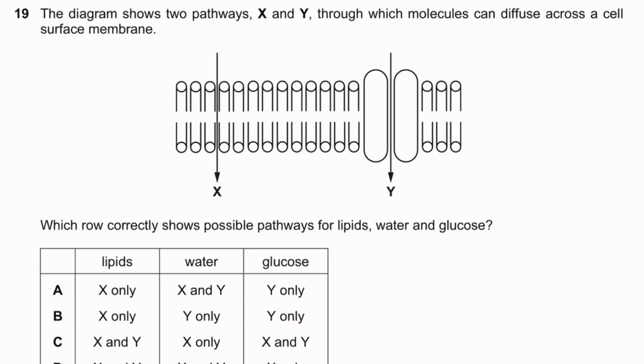The diagram shows 2 pathways, X and Y, by which molecules can diffuse across a cell surface membrane. Which row correctly shows possible pathways for lipids, water, and glucose? Obviously, lipids cannot pass through the protein structures. If we need a channel protein, then it could be water, it could be glucose, but X could also be a pathway for water. However, lipids can only pass through the phospholipid bilayer, and so I would say lipids are going to be X only. Water is going to be both X and Y, and then glucose is going to be Y only.